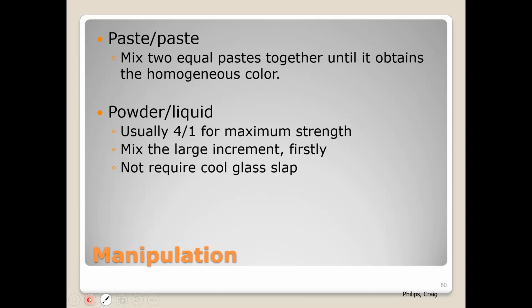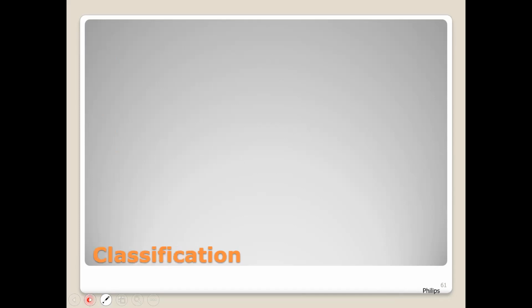So how is this available, paste or powder? The zinc oxide eugenol cement can either be a powder liquid system or it can be a two-paste system. The two-paste system works by mixing equal pastes together until you obtain a homogeneous color, something which you have already done in case of mixing your impression materials. For the powder liquid system, you have to maintain the adequate powder liquid ratio.